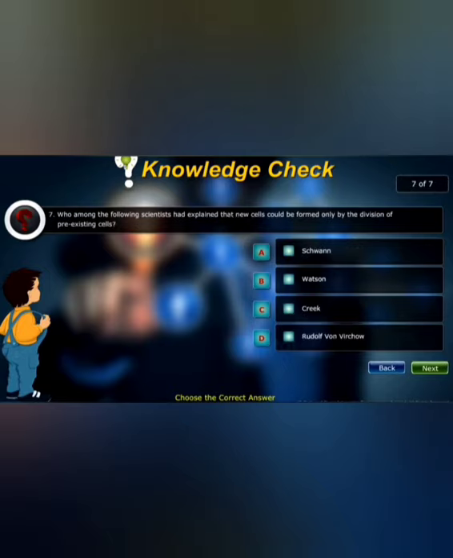Question number 7. Who among the following scientists had explained that new cells could be formed only by the division of pre-existing cells? Option A. Schwann. Option B. Watson. Option C. Crick. Option D. Rudolf Virchow.